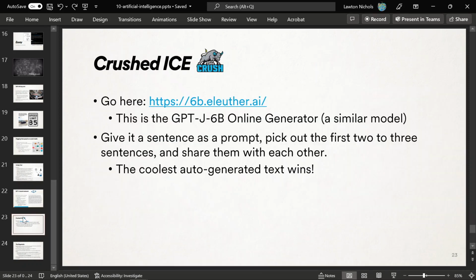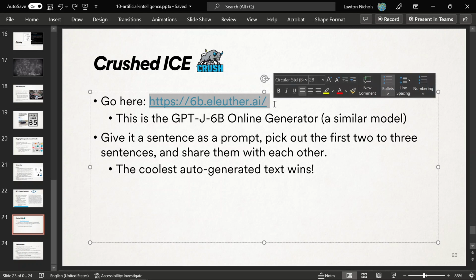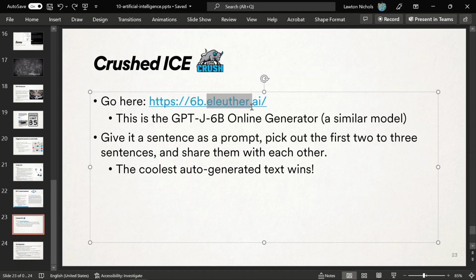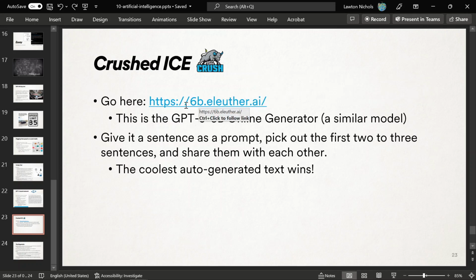But let me show you something more powerful than a Markov chain, but less powerful than this GPT-3 thing. If you could all please go to this website, it's 6b.eleuther.ai. I don't know how you would pronounce this. You don't have to write this down in the written page or anything, but share among your group the kind of stuff that this comes up with, because it's fun.